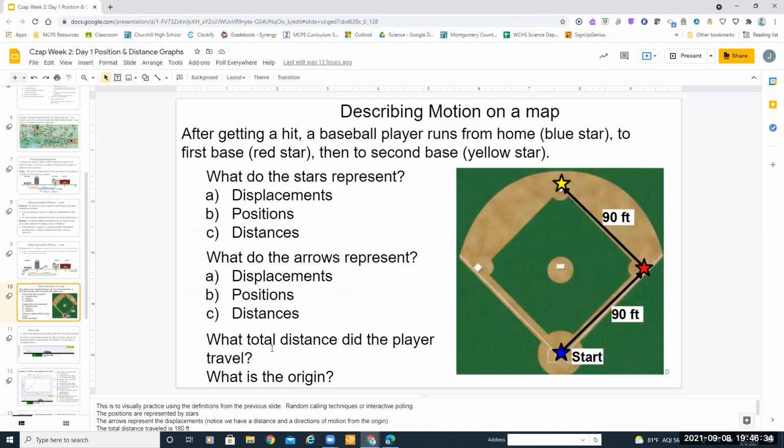Then what is our total distance that the players travel? Well, 180 feet. We travel 90 feet and then another 90 feet, 180 feet. In this example, the origin is the blue star, or home base.